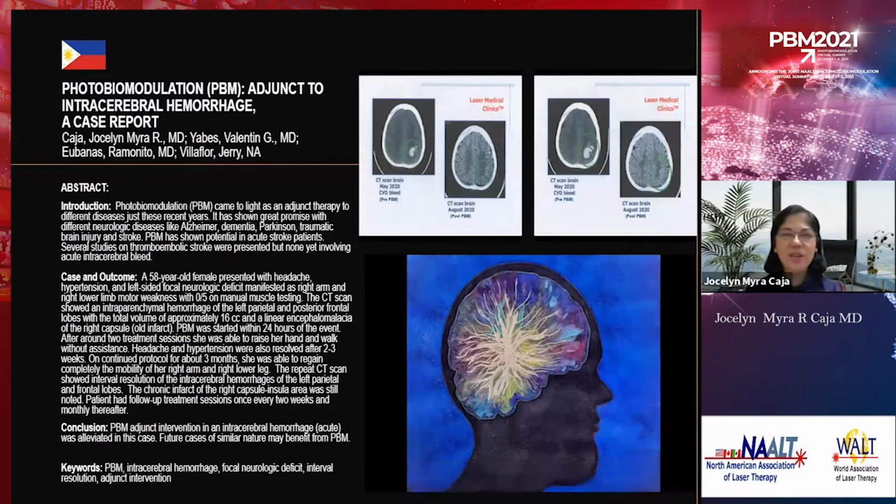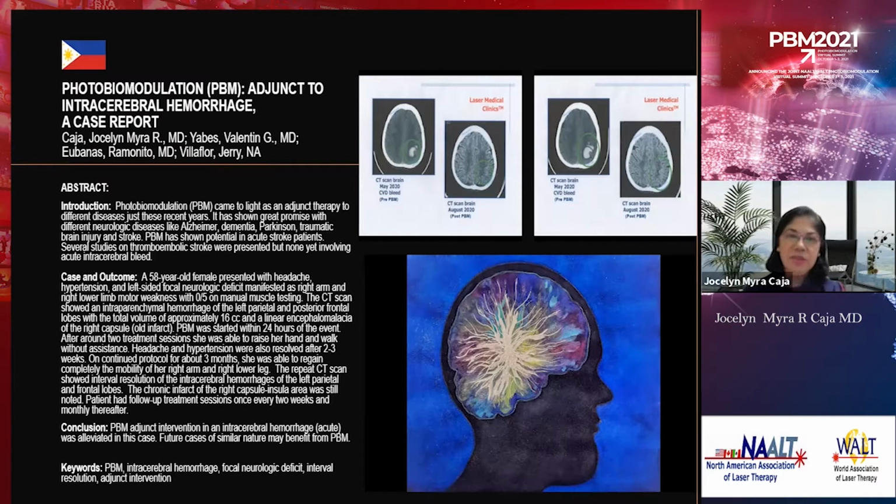Photobiomodulation, adjunct to intracerebral hemorrhage, a case report. Photobiomodulation, or PBM, came to light as an adjunct therapy to different diseases just in recent years. It has shown great promise with different neurologic diseases like Alzheimer's, dementia, Parkinson's, traumatic brain injury, and stroke. PBM has shown potential in acute stroke patients. Several studies on thromboembolic stroke were presented, but none yet involving acute intracerebral bleed.